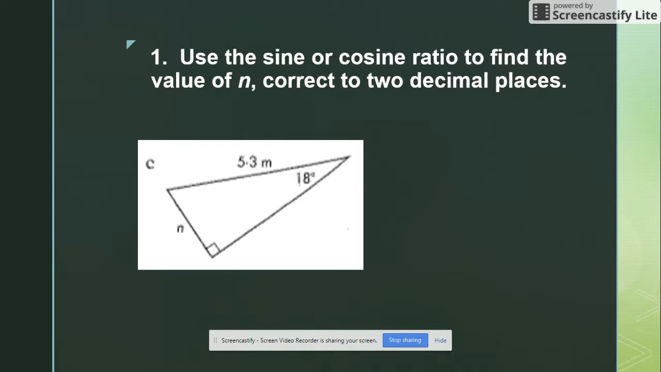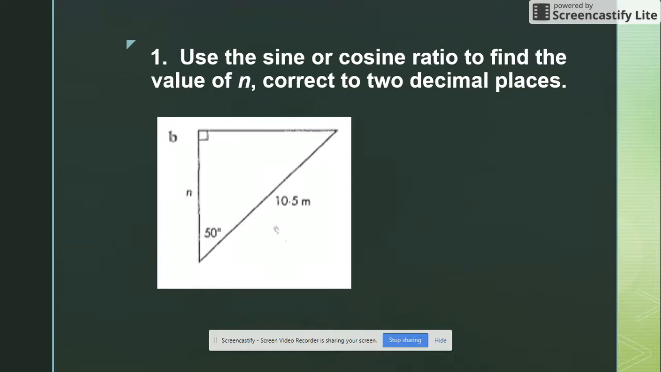Right, the next one says, we've got our hypotenuse, we've got our H, and here we've got our opposite, so we've got O and H again, so that is sin again, right? So our O, our opposite, is unknown, so we can times it. So we go 5.3 times sin 18 equals.